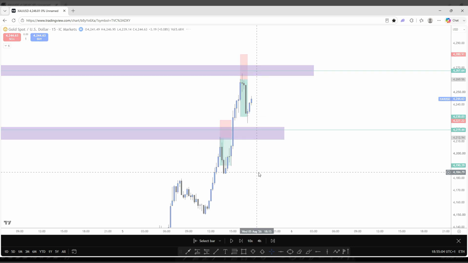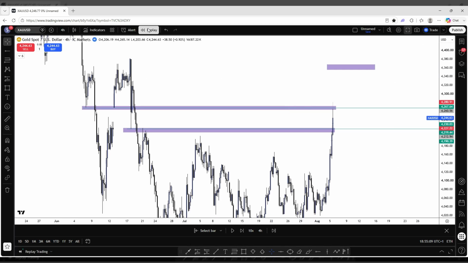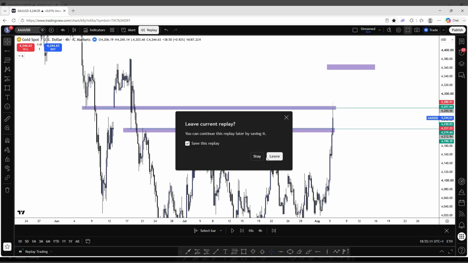If we now go to the 4 hour, what I'm going to do is show you an example of moving forward, how I would have trades planned out.